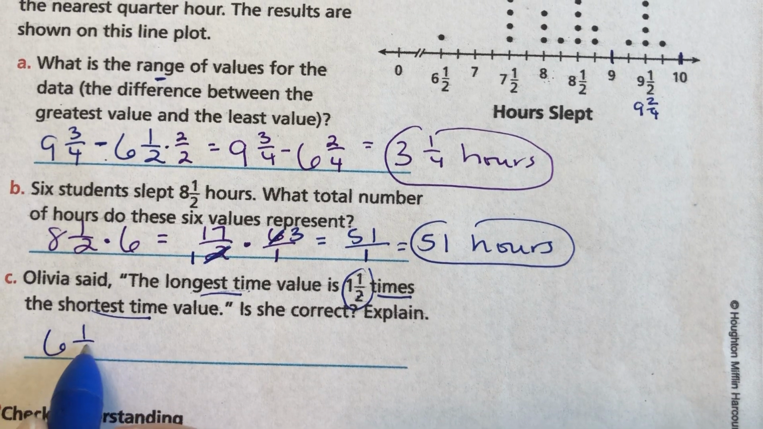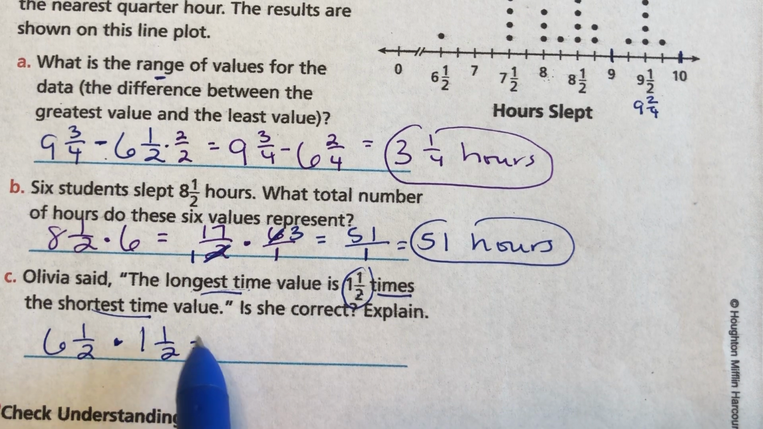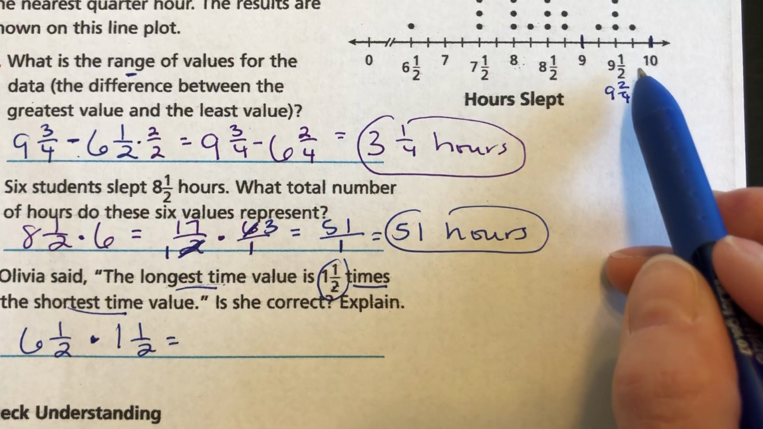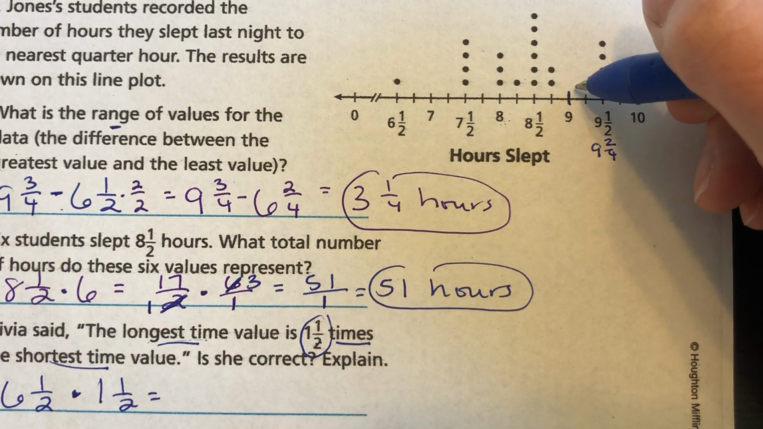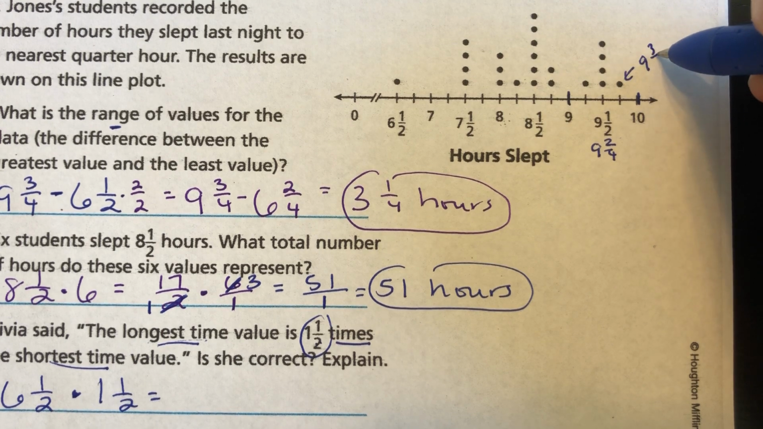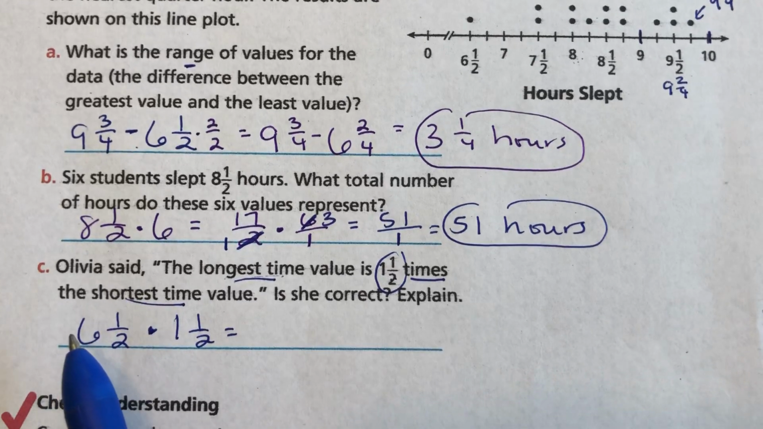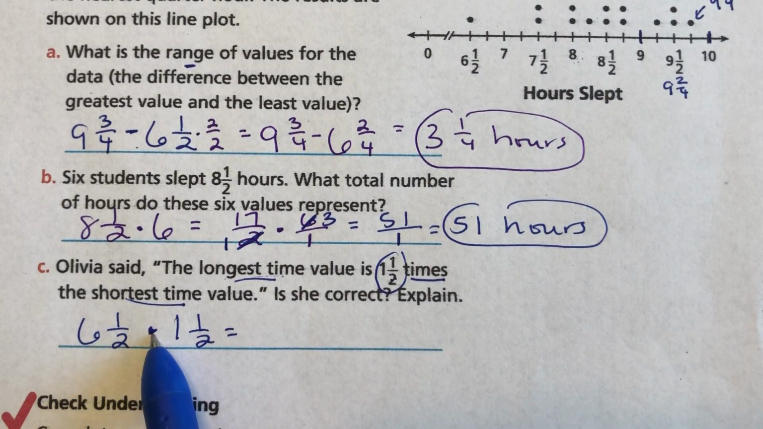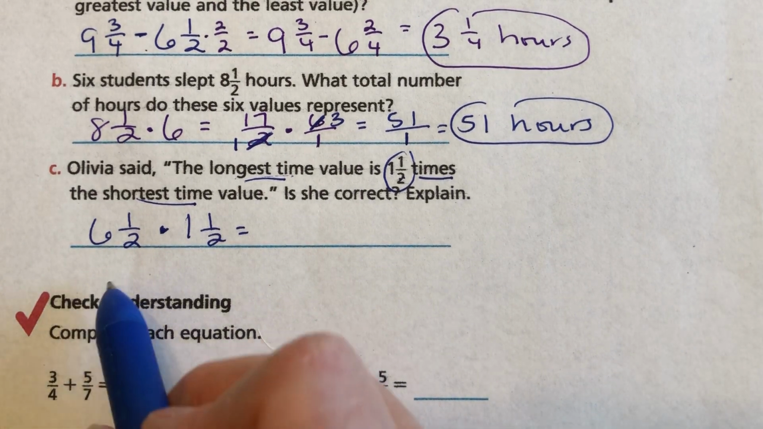So we should be able to take 6.5 times 1.5 and get the longest time value, which is, and when you look at this, remember this was 1/4, 2/4, that is 9 and 3/4. So Olivia is saying that if we take the lowest value of time people slept, 6 and 1/2, and multiply it by 1.5, we should get 9 and 3/4. So to see if she's right, let's do this.